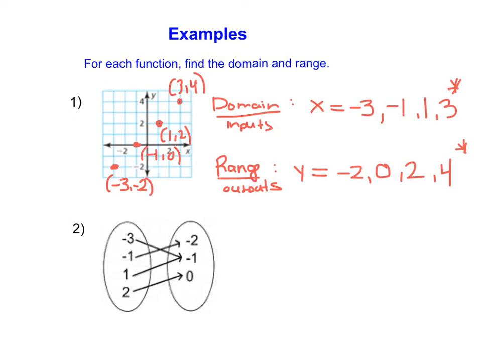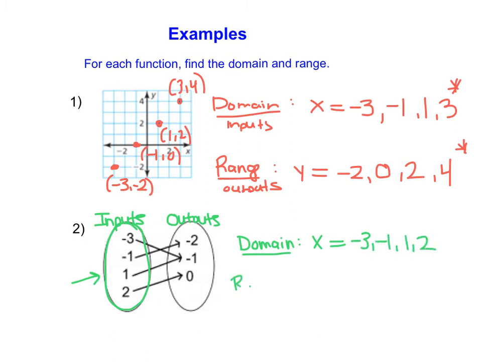Then if I look down here at this second example, what I see is a mapping diagram, and I know that mapping diagrams are arranged with inputs in one oval and outputs in another. So here I see all of my inputs grouped together. So really what this is saying is, okay, my domain is all of the x values inside of this inputs bubble. So that's -3, -1, 1, and 2. My range are all of my output values or my y values, and they're in this outputs bubble over here, which are the values of -2, -1, and 0.